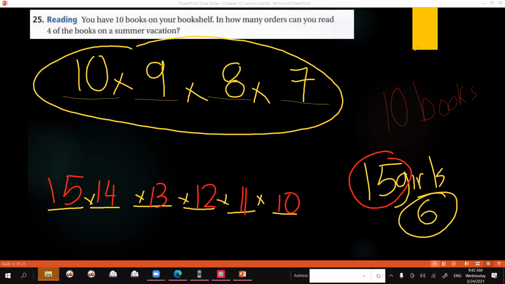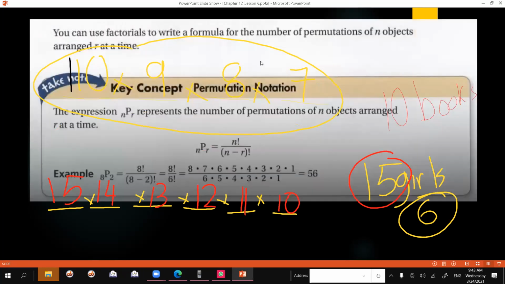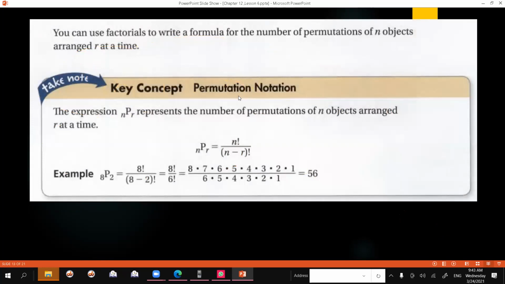This is a type of permutation, but I don't want to choose the whole number of the girls. I want to choose only 6. So I have to put 6 blanks. Then I start counting back from 15 for the first 6 numbers: 15, 14, 13, 12, 11, and 10. This way, we call it permutation notation.